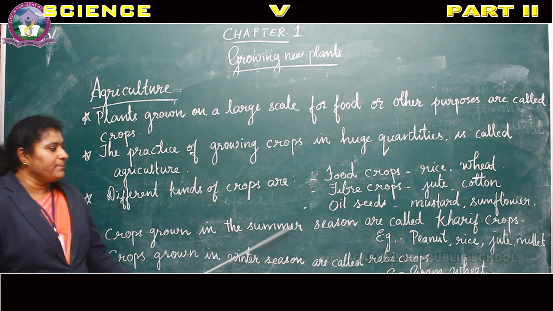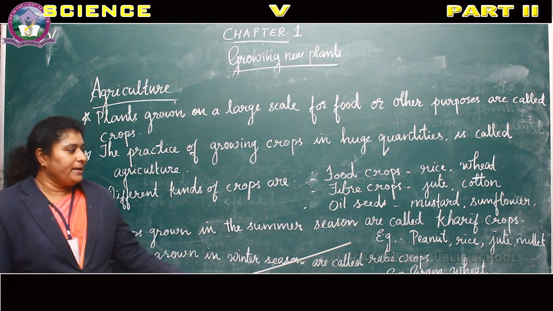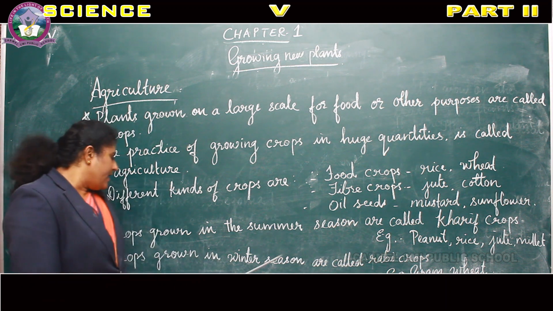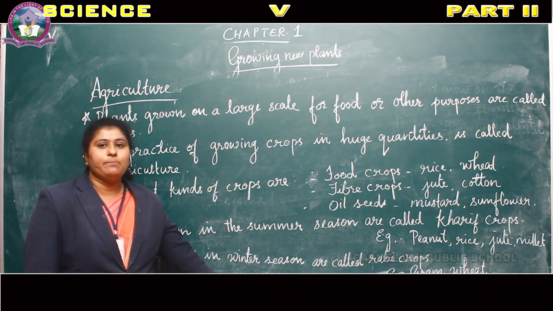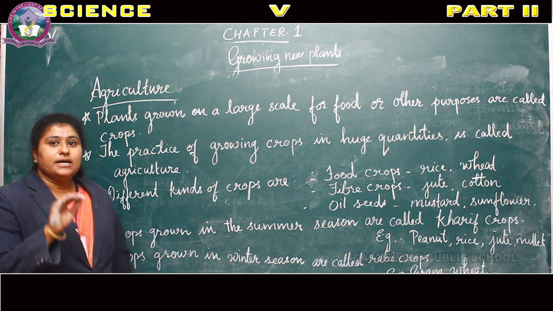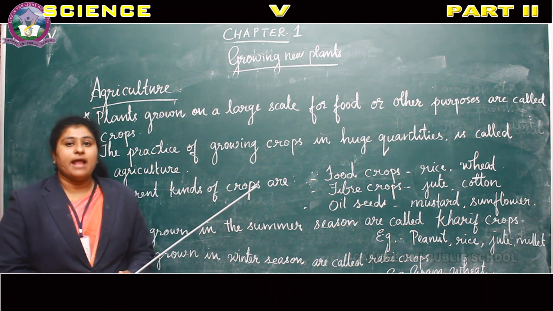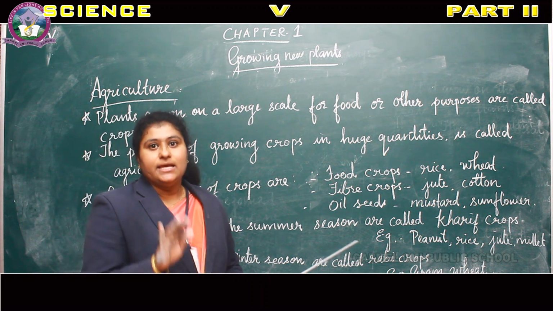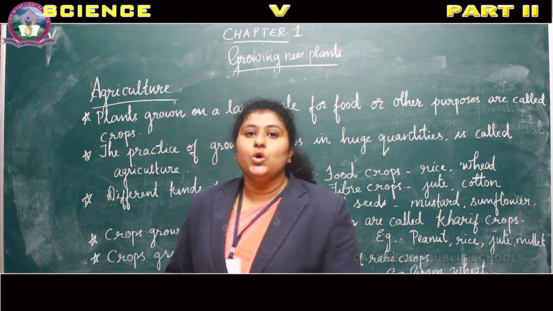Crops grown in the summer season are called kharif crops. Peanut, rice, jute, millet are examples of kharif crops. And crops grown in the winter season are called rabi crops. Gram, wheat, etc. are examples of rabi crops. In India, mainly two seasonal crops are there, kharif crops and rabi crops. These crops need different climatic conditions for getting good harvest.